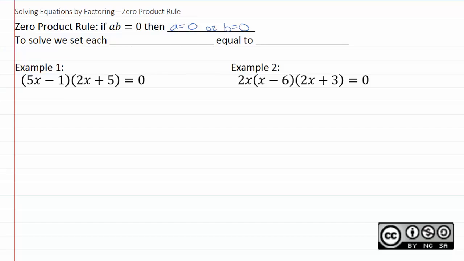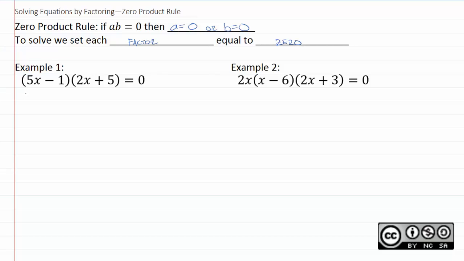And that makes sense if you think about it. If two numbers multiply to make 0, there are no two numbers that aren't 0 that will multiply to make 0. If two numbers multiply to make 0, one of them has to be 0. So now to solve, we just set each factor equal to 0. And that's actually very easy.